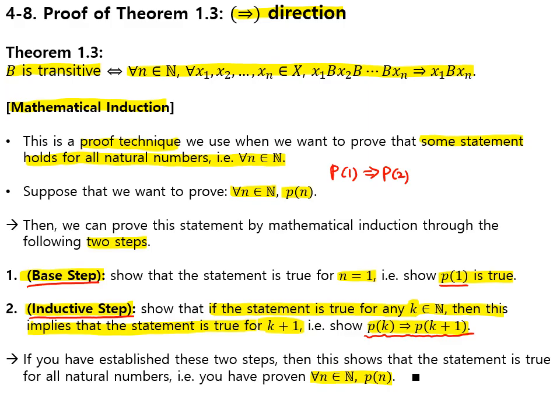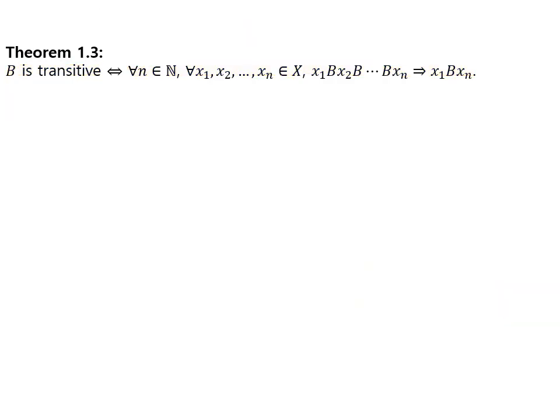So, if you know that P2 is true, by the inductive step, you know that P3 is true, and so forth, for all natural number n. And that's basically why mathematical induction works. Okay, so let us now use mathematical induction to prove Theorem 1.3, the hard direction, right?